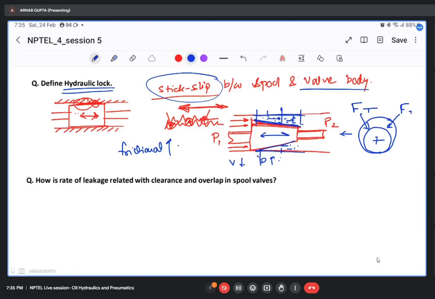Okay, so I hope I was able to explain that. You can expect such small questions in the theoretical portion, and this particular force, this Ft, is directly proportional to the differential pressure, that is the difference in pressure on either side, P1 and P2. It is also directly proportional to this particular diameter of the spool and this particular length, that is L.